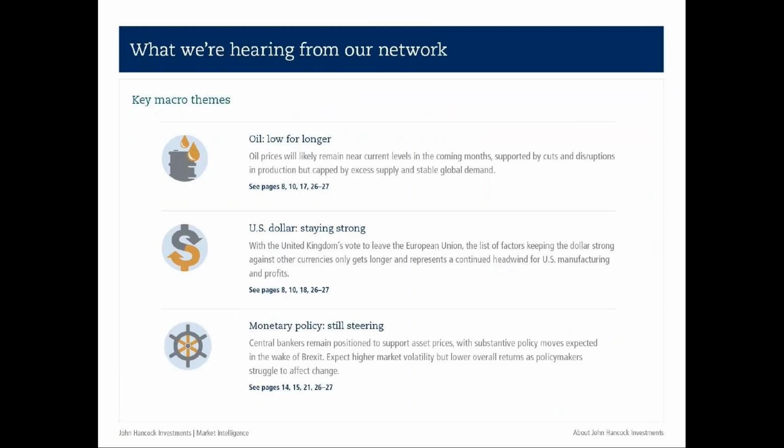So the first thing we're going to talk about as it relates to market intelligence is these three macro themes. And these are key themes that we think impact and influence asset prices globally. And we think they're ones that are going to be important here as you think about asset allocation. The first is oil lower for longer.